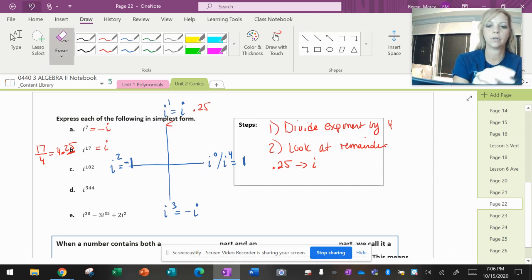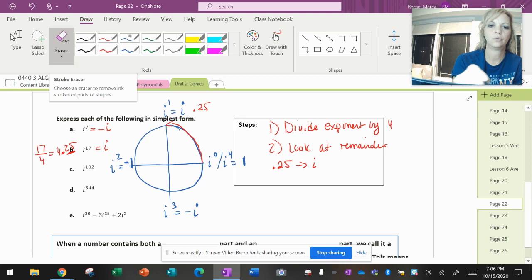Oh, sugar roasted honey nut. I can't get rid of that red now.